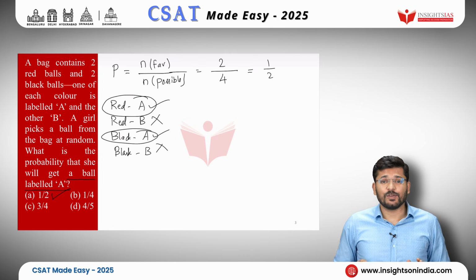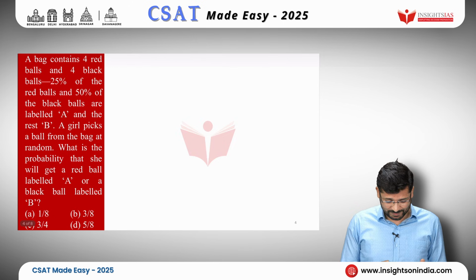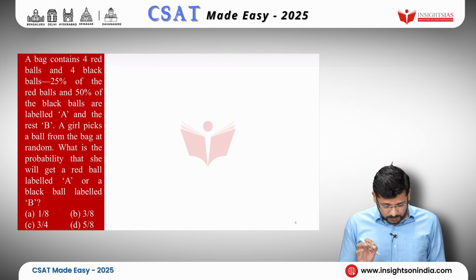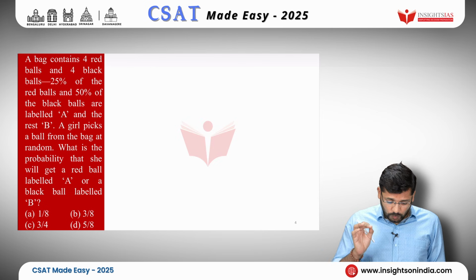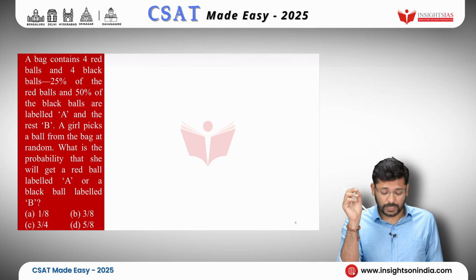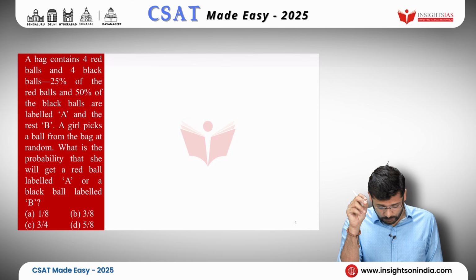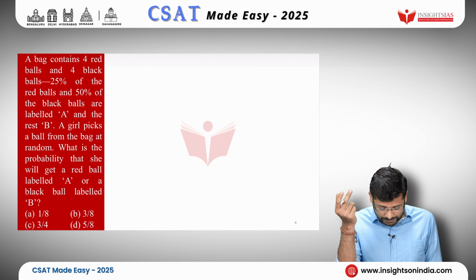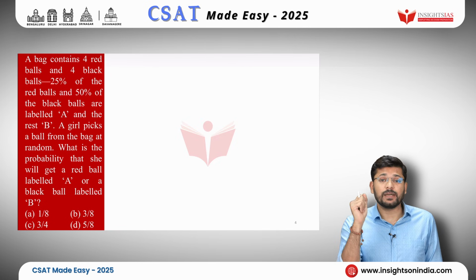Okay. Now, we understood probability better. Now, we will go to another question where we will learn probability still better. Look at this one. A bag contains 4 red balls and 4 black balls. 25% of the red balls and 50% of the black balls are labeled A and the rest B. A girl picks a ball from the bag at random. What is the probability that she will get a red ball labeled A or a black ball labeled B?